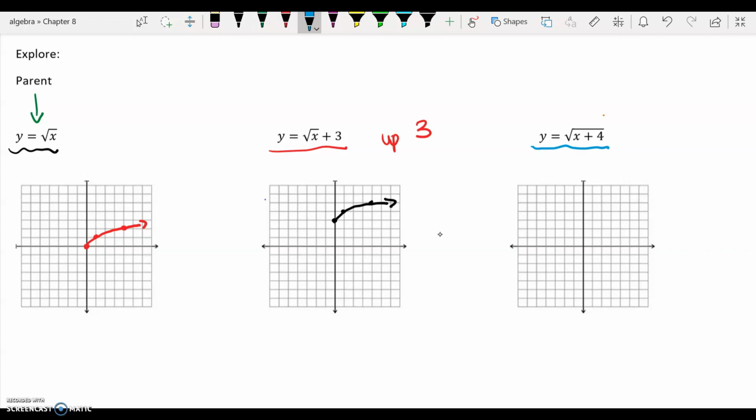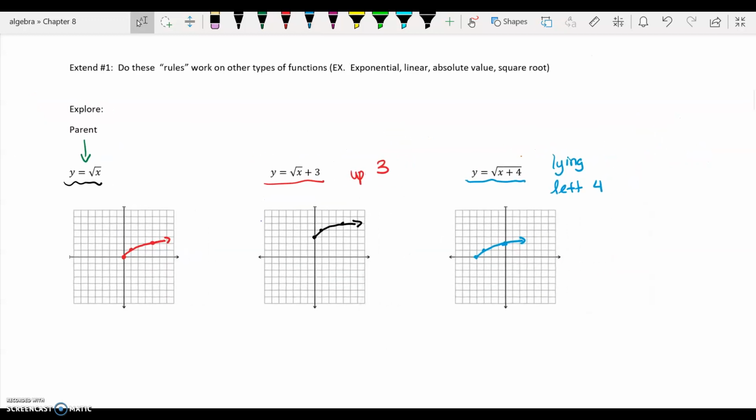Same way here. If it's inside a square root, inside parentheses, they're lying to you. So think about which direction it's going to go. It's going to go left 4. So I'm going to take 0, 0, move it left 4. Take 1, 1, move it left 4. I'm going to take 4, 2, move it left 4. And plot my graph.